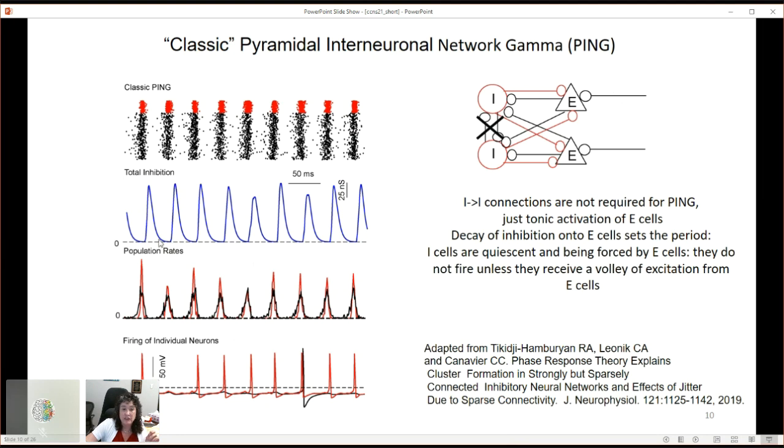And then when that inhibition decays, the excitatory neurons are above threshold, and they're going to fire and cause the interneurons to fire, and that's going to give a wave of inhibition again. So this is a commonly proposed mechanism for gamma. In this case, it's an oscillatory mechanism because the E cells are above threshold, but it's waves of inhibition that quiet the network for a while.